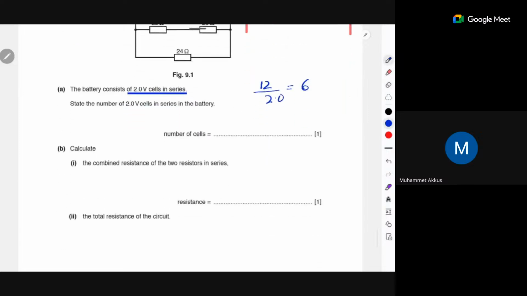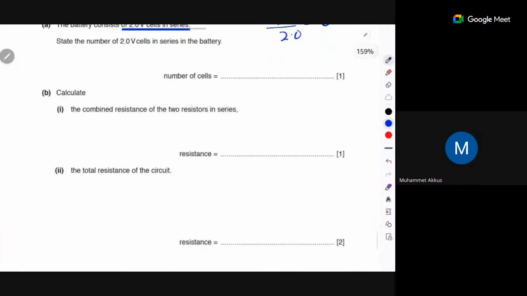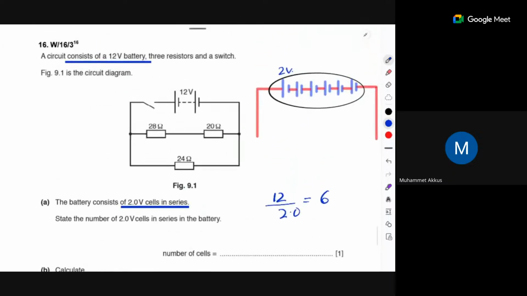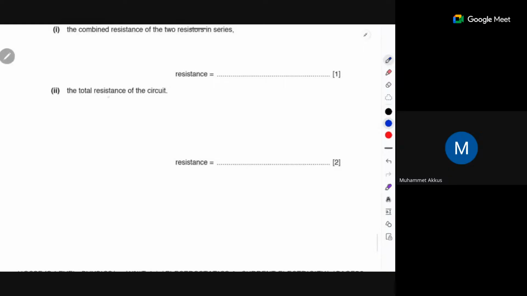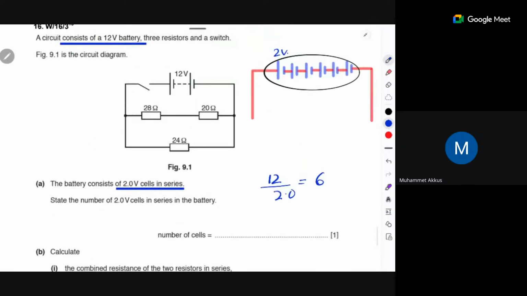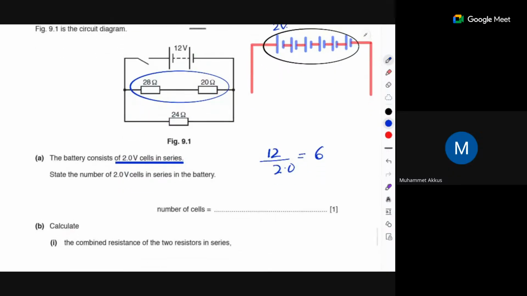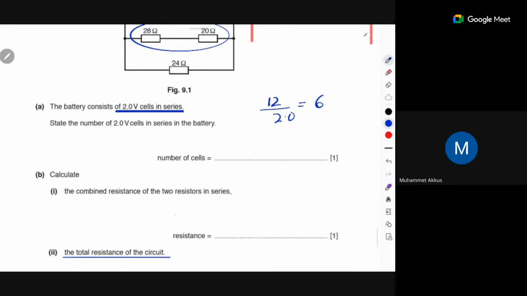Now, moving on to the next part, calculate the combined resistance of two resistors in series. If I ask you the direct question, the total resistance of the circuit, then this part will help me out. So, what is the combined resistance of these two resistors? 28 plus 20, because both are in series. So, what will be the total resistance? Total resistance will be 28 plus 20. So, it will be 48.